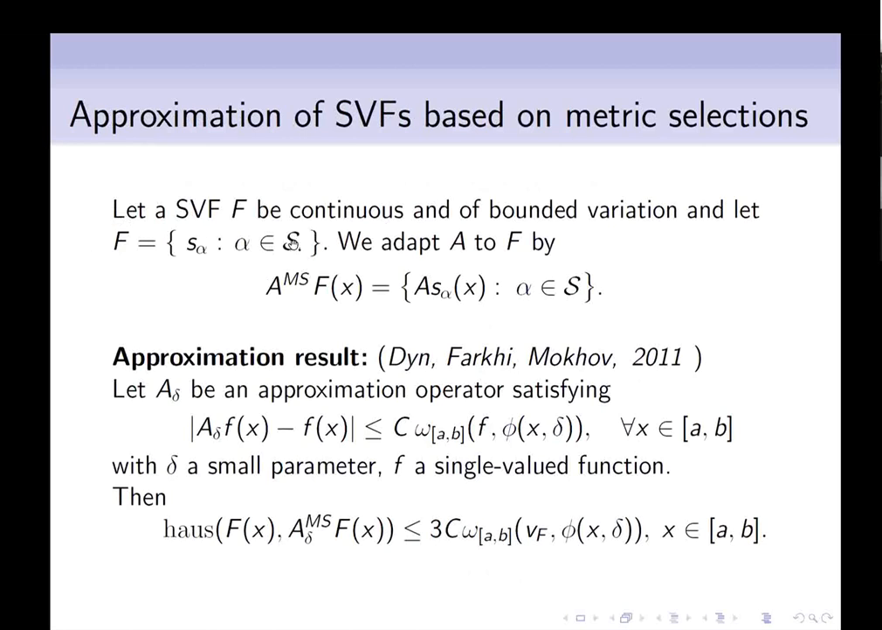Okay, so once we have this representation, our adaptation is just to apply an operator on any selection in this representation. And here is a very general approximation result, which was obtained in 2011. If this operator approximates single-valued functions with these error estimates, then we prove that for a multifunction which is continuous or of bounded variation, we have the following approximation result. And again, it can be specialized for different operators.